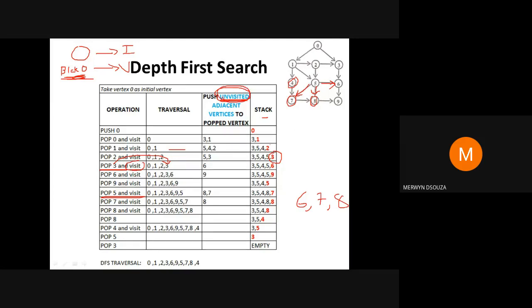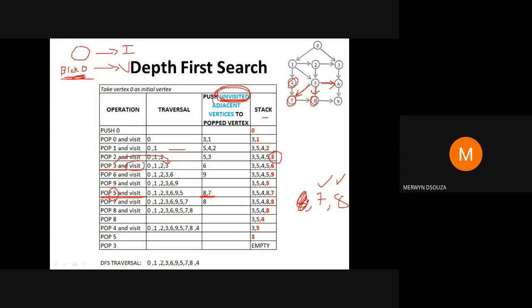Out of these 3 vertices, unvisited means they have a red circle. So who has a red circle? 7 and 8. 6 does not have a red circle because it is already visited. Therefore, I am writing here only 2 vertices which are adjacent to 5 and unvisited.